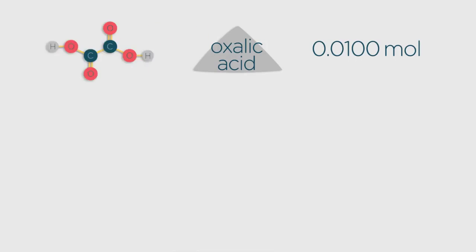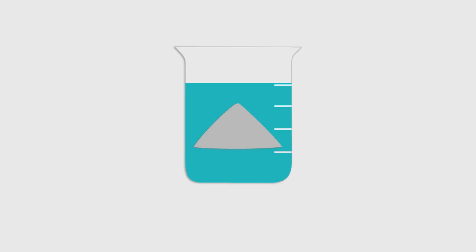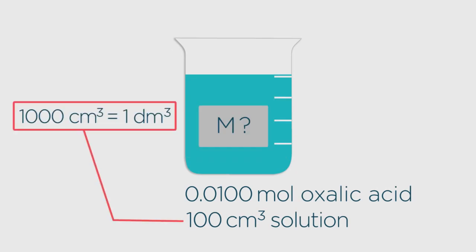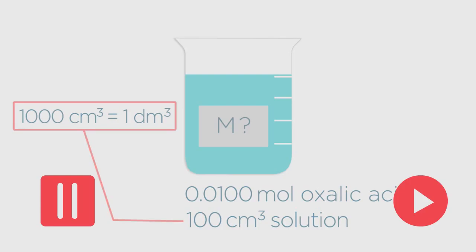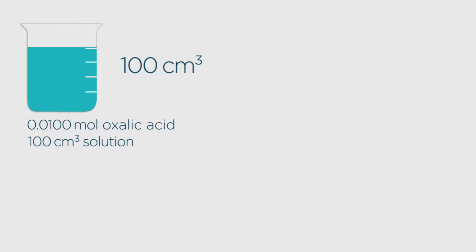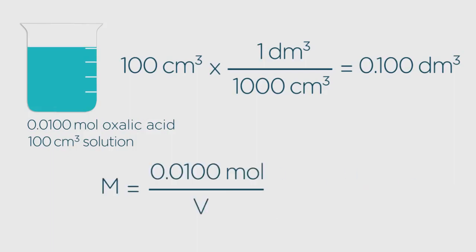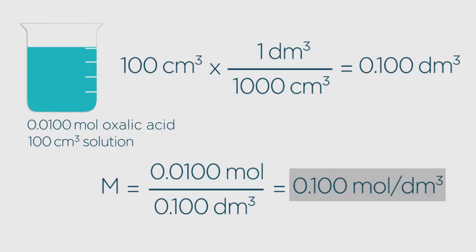Now try this one. 0.0100 moles of oxalic acid have been added to 100 centimeters cubed of water. There are 1000 cubic centimeters in a cubic decimeter. Pause, calculate, and then resume. First divide 100 centimeters cubed by 1000 to get the volume in decimeters cubed, 0.100. Then 0.0100 moles divided by 0.100 decimeters cubed equals 0.100 moles per decimeter cubed.